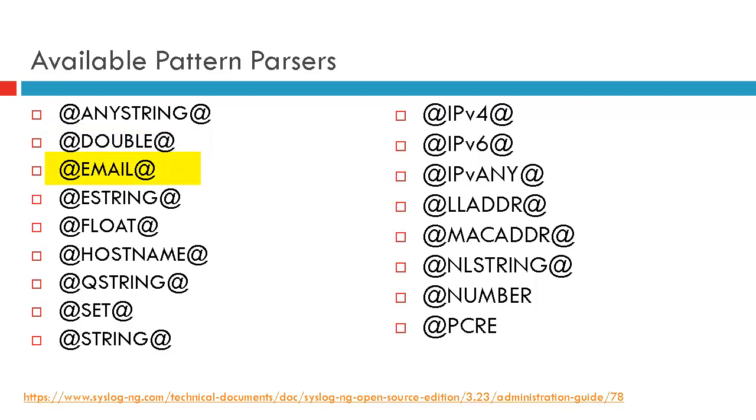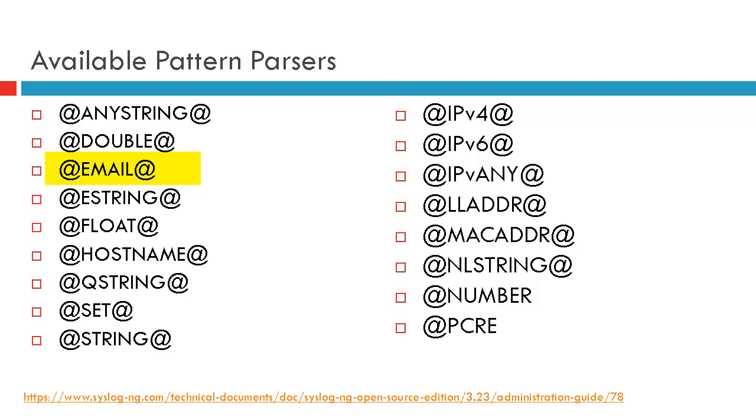We have an EMAIL parser. This parser matches an email address. It can also take a set of characters to strip from the beginning and the end of the email address as a parameter. So you can use this to extract an email address between tags, for example, an angle bracket or a quote.